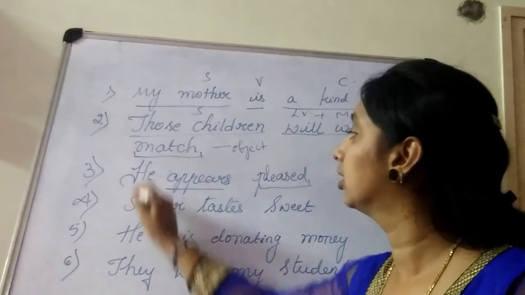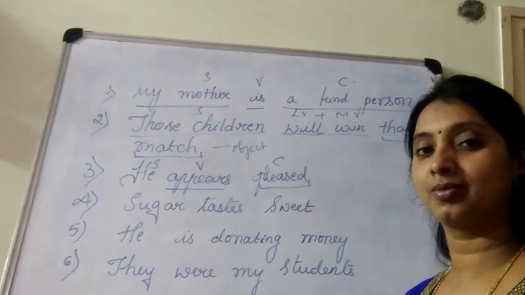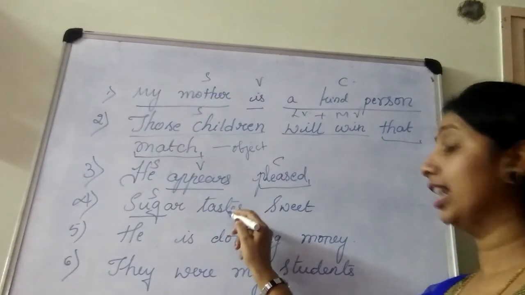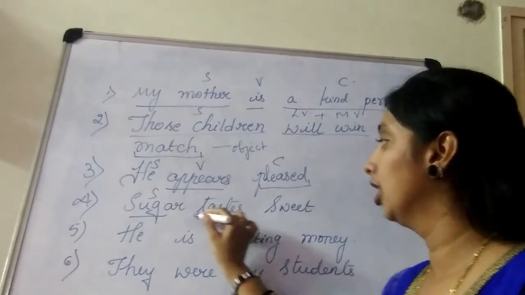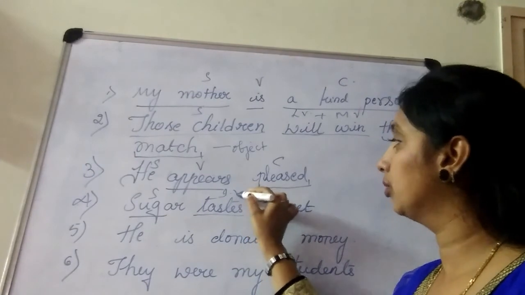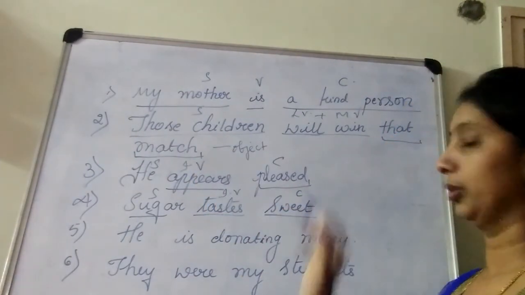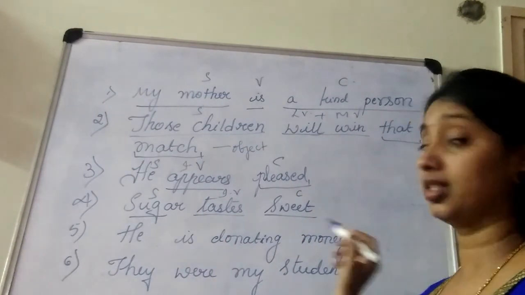Then, subject, verb, complement. Sugar is a subject. Taste, again this is an intransitive verb. So this is an intransitive verb. This is a complement. Next one, he is donating money.